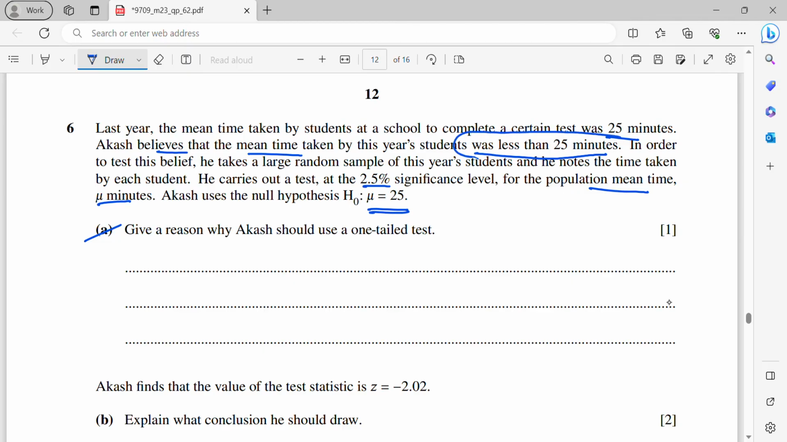Now, A, give a reason why Akash should use a one-tailed test. Okay, so his belief is the mean time taken was less than 25. So therefore, he is expecting a decrease in mu. So when decrease in mu, it will be one-tailed test. All right, so the reason is Akash is expecting a decrease. So when expecting an increase, it is also one-tailed test. Alright, for two-tailed tests, it will be a change. So this is the reason.